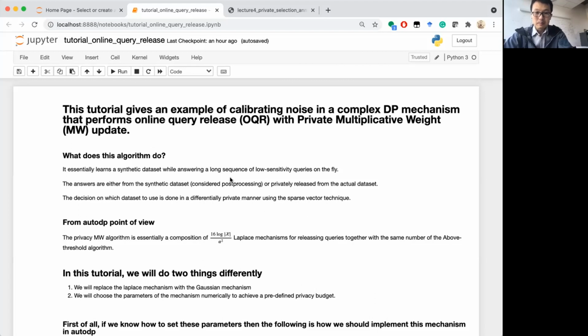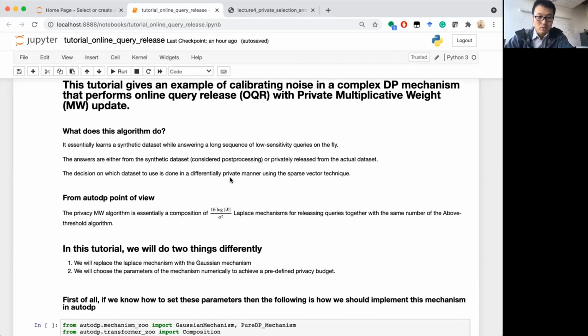First of all, we've seen from the slide that this algorithm is trying to learn a synthetic data set, a histogram of such a data set in a discretely supported data space, using online learning, using the multiplicative weight algorithm while keeping it differentially private.